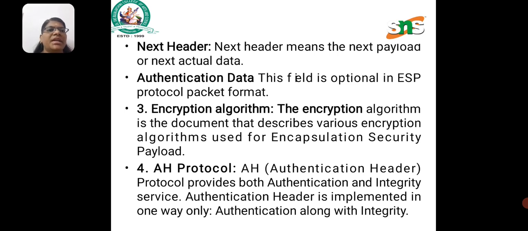Encryption algorithm. The encryption algorithm is the document that describes various encryption algorithms used for encapsulation security payload. And the fourth one is protocol. AH means authentication header. This protocol provides both authentication and integrity services. Authentication header is implemented in one way only: authentication along with integrity.